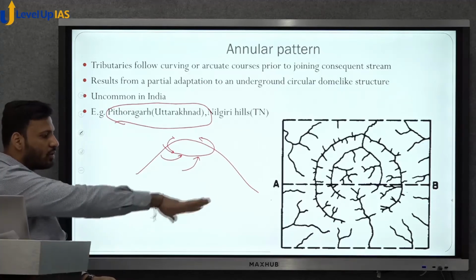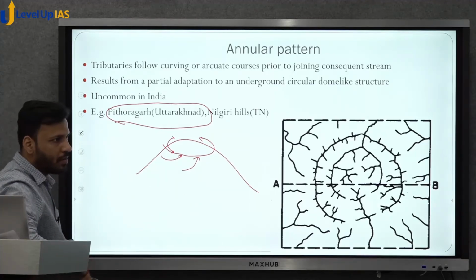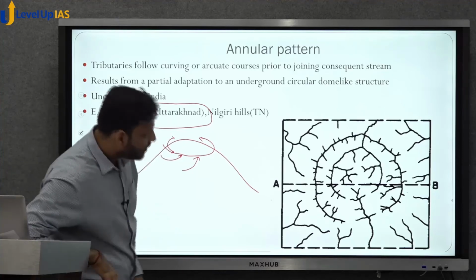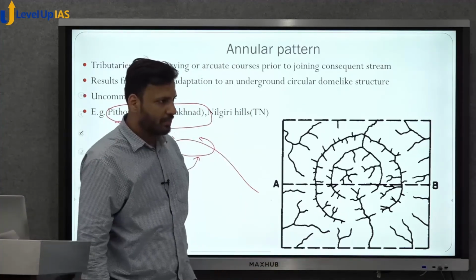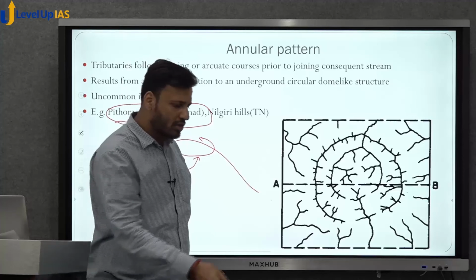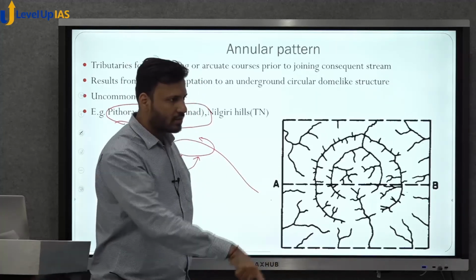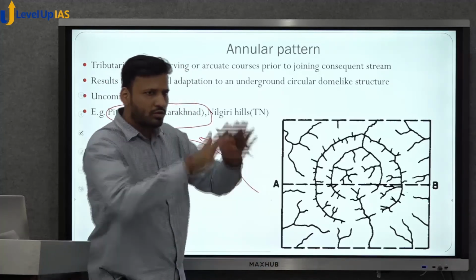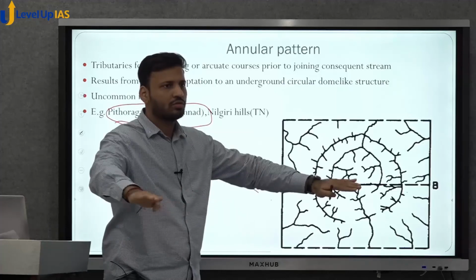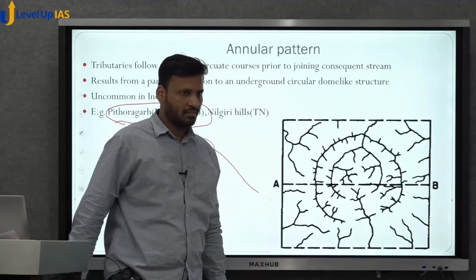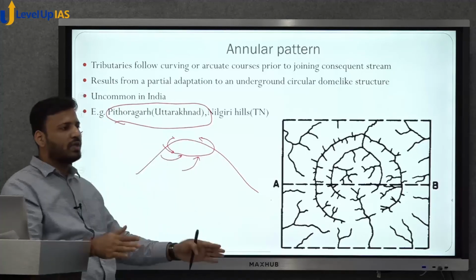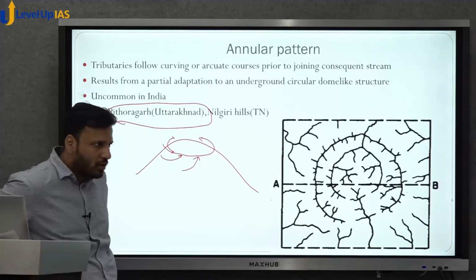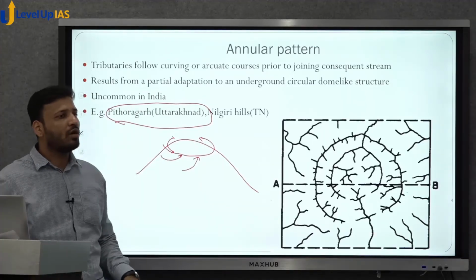Because there is a circular shaped dome. Getting it? So what is happening? Below you have a dome which is circular in shape. So because it is circular in shape, water is flowing in a circular manner. Slope is not very steep. Slope is very less, but it is circular in nature. If the slope was too steep, then a radial drainage pattern would have formed. But the slope is not very steep.